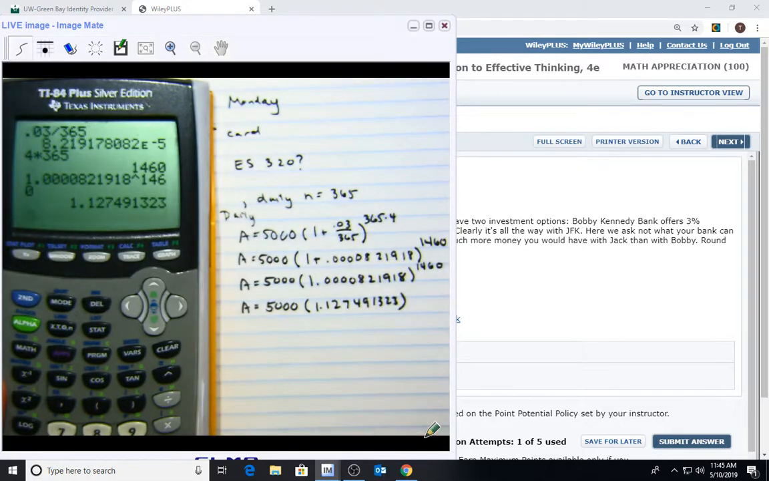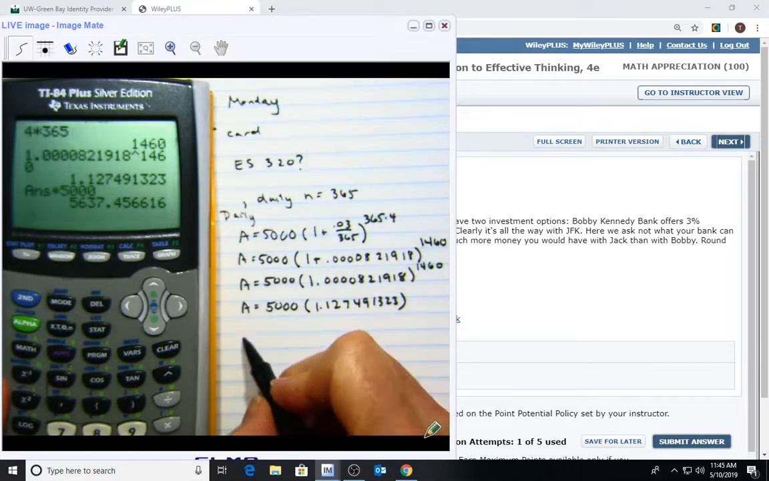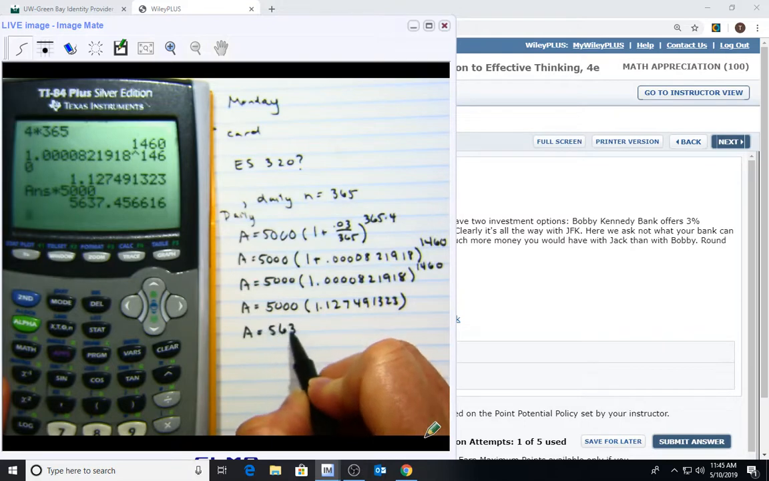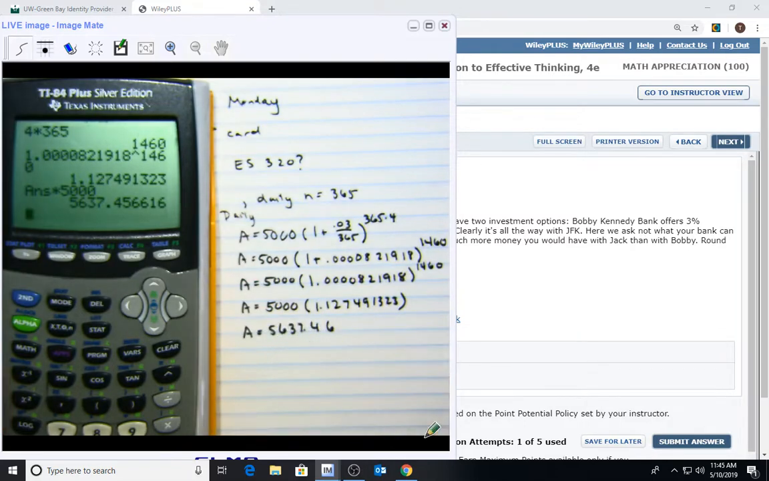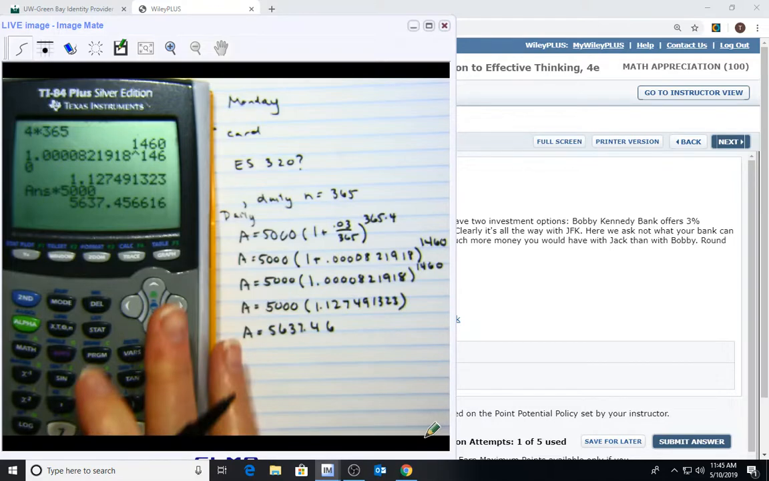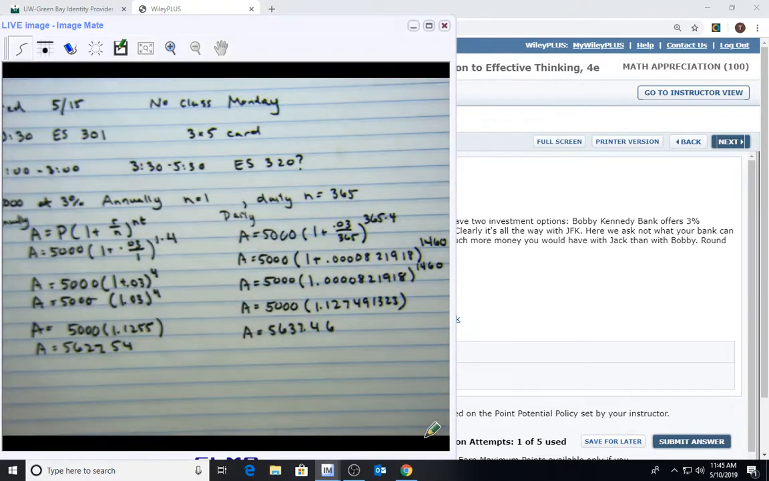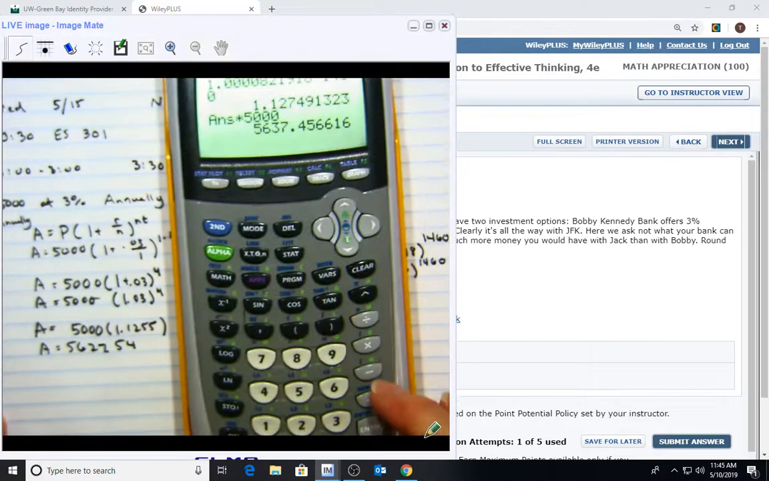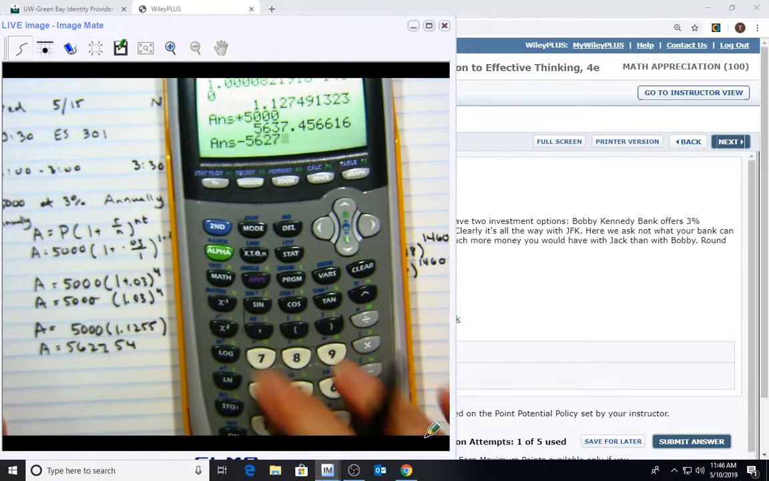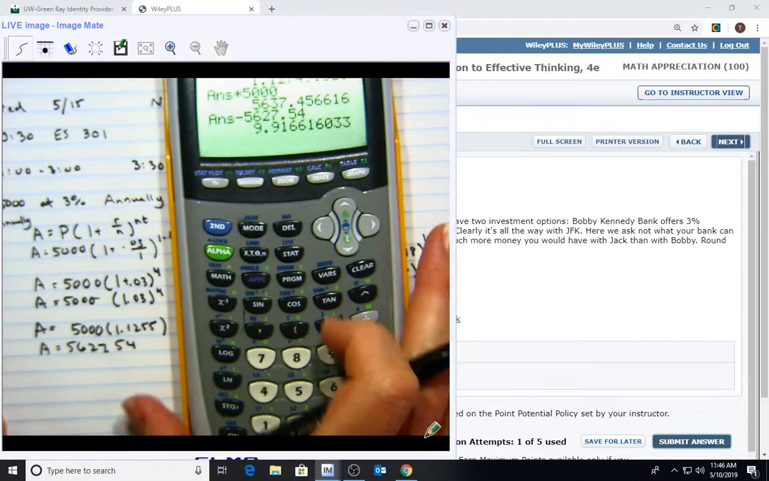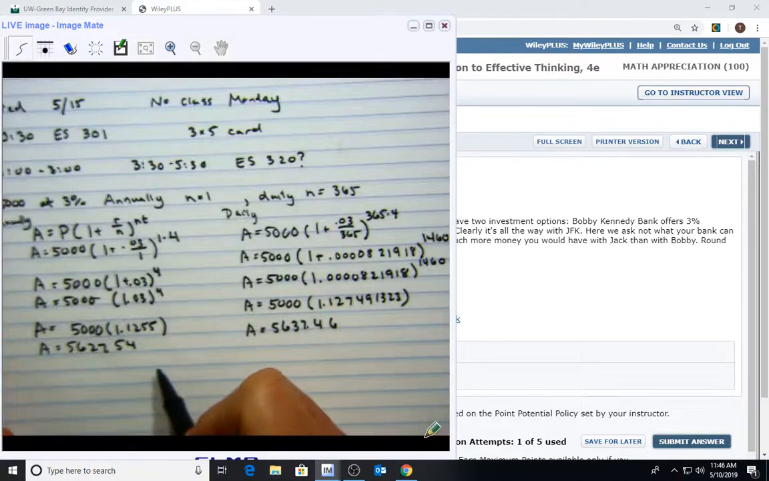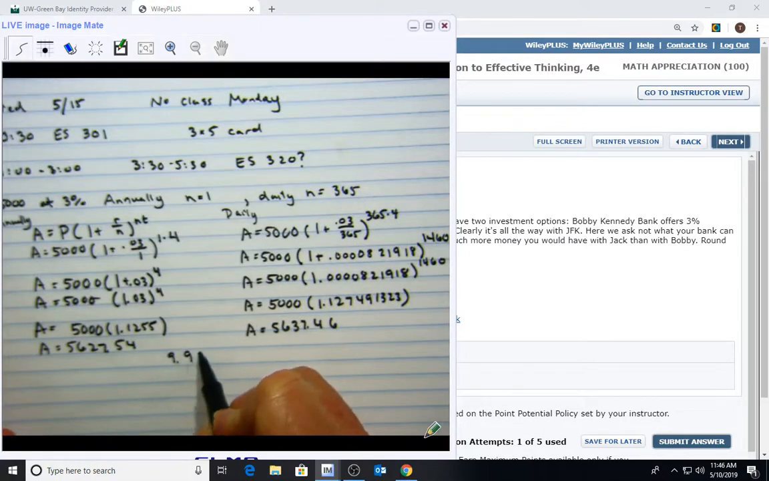So now I'll go ahead and multiply times 5,000. We have $5,637.46. So let's compare the two. So subtract the one from the other. So $9.92 difference in this case.